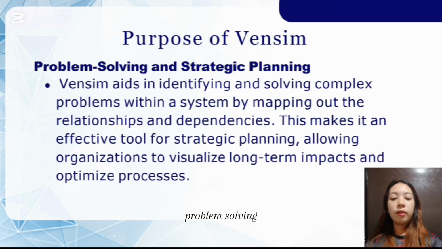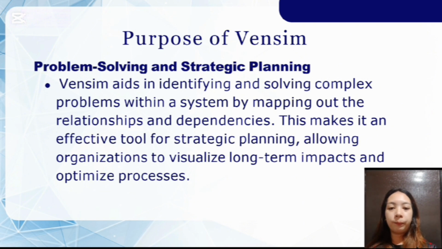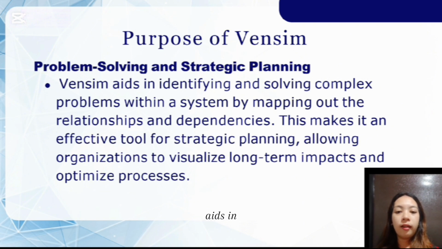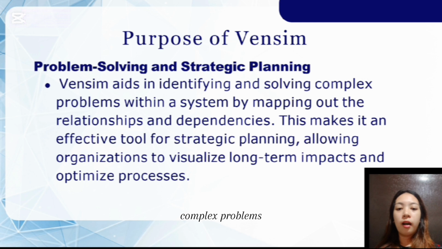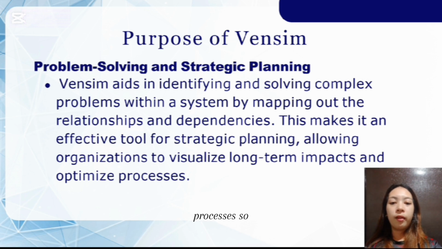So third is problem solving and strategic planning. Vensim aids in identifying and solving complex problems within a system by mapping out the relationships and dependencies. This makes it an effective tool for strategic planning, allowing organizations to visualize long-term impacts and optimize processes. So Vensim can help identify issues in a system and plan solutions, like finding out why a project is delayed and creating a better solution or a better schedule.